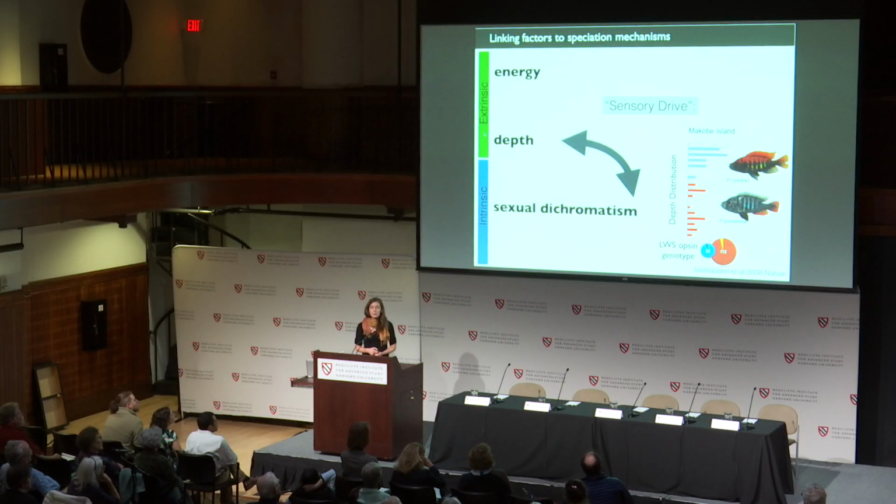So finding this pattern of both depth and sexual dichromatism at a broader scale for cichlids suggests that this mechanism may operate across the continent and help us to explain cichlid diversity more generally.